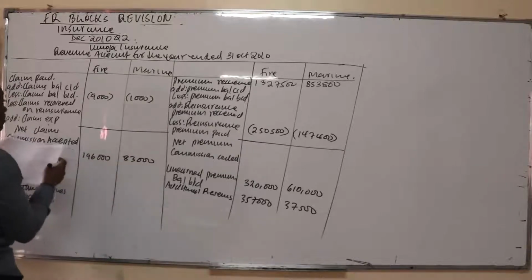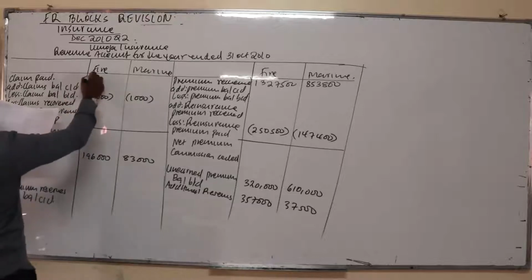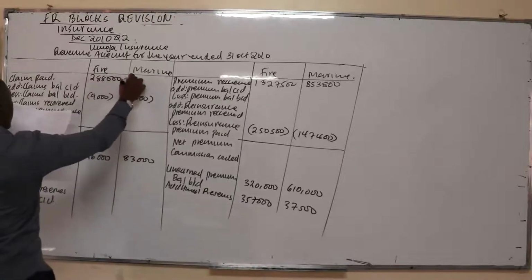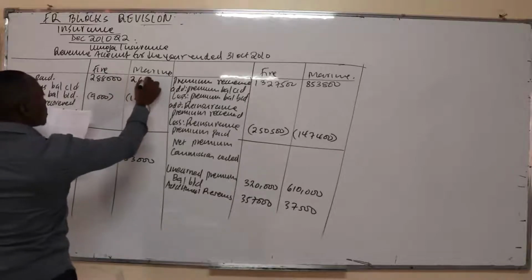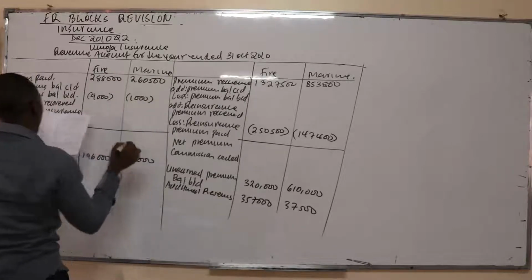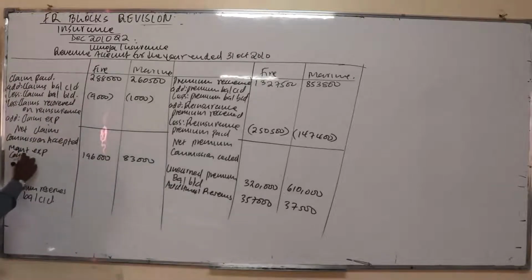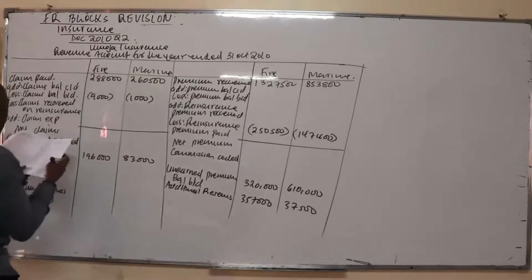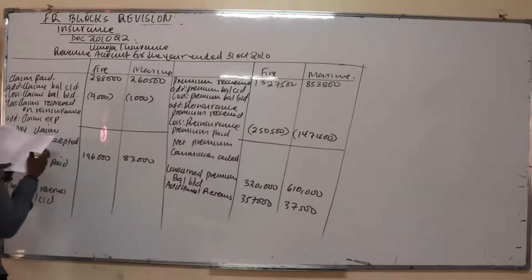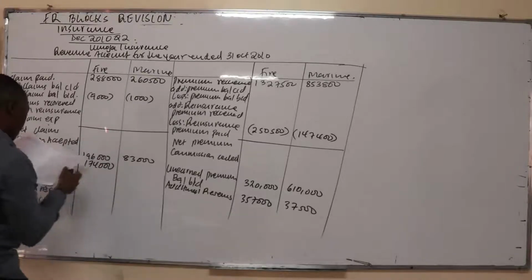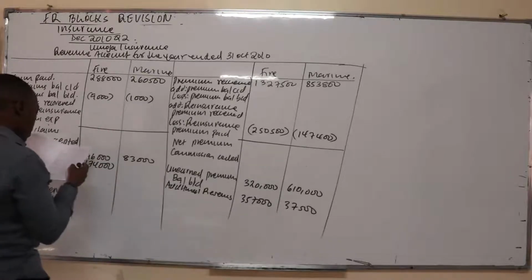Then we have claims paid. Claims paid is an expense, so you bring it here: 288,000, and you also have 260,500. Then we have commission paid. That one is part of expenses, and commission paid was an amount of 174,000, and then we have 123,500.